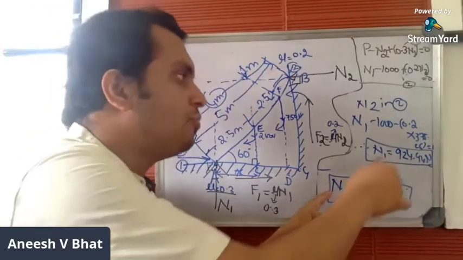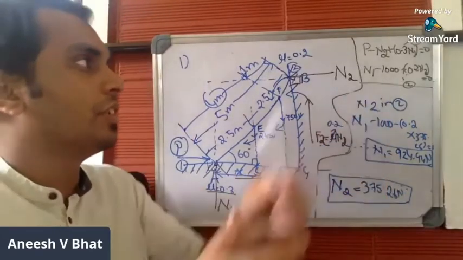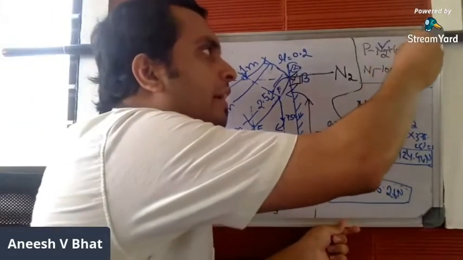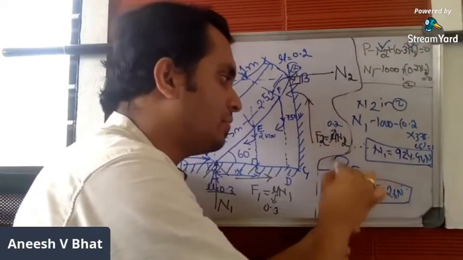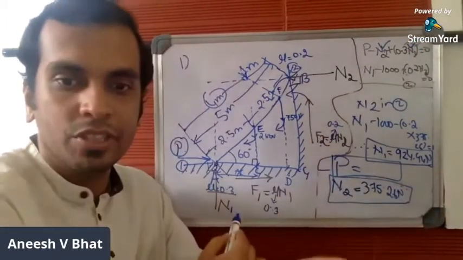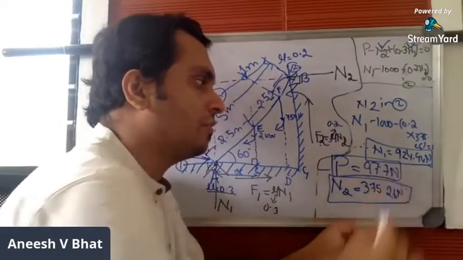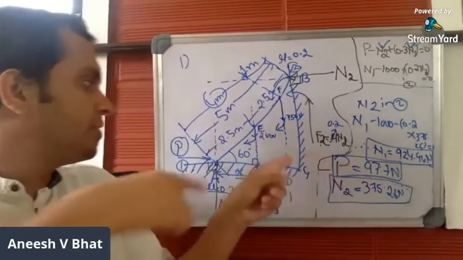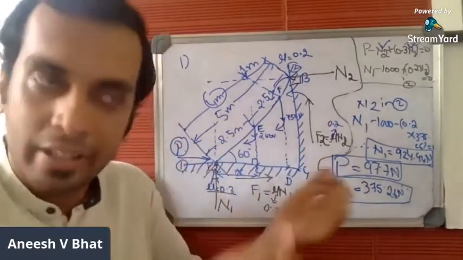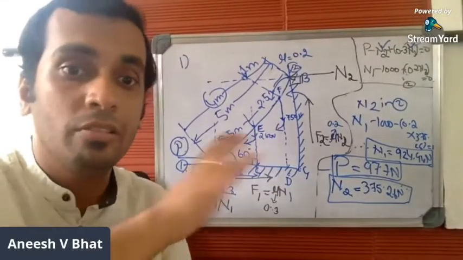Now you have N2 and N1. Substitute both N2 and N1 in equation 1 to find the value of P finally, which is the main answer required, which is 97.77. This is the external force to be applied at the foot of the ladder so that the ladder doesn't slip down. So this is how you solve the problem.